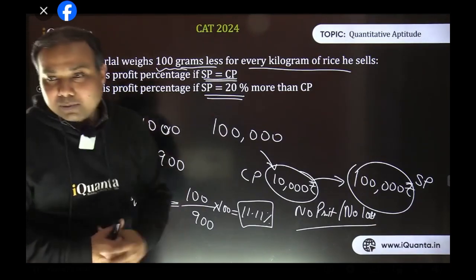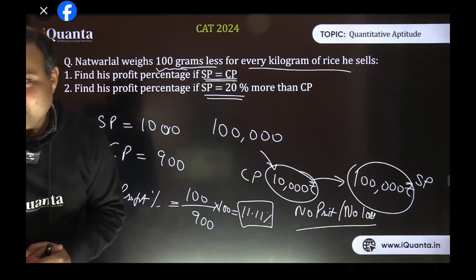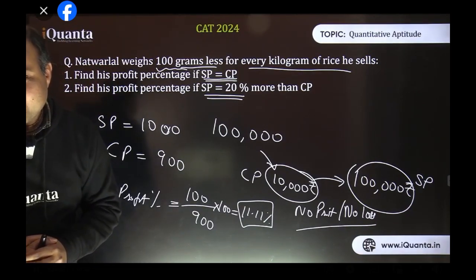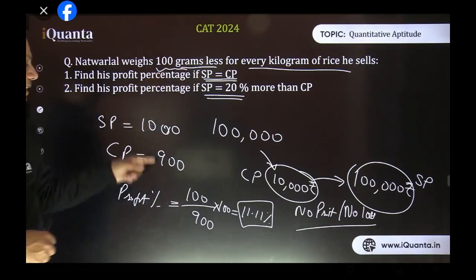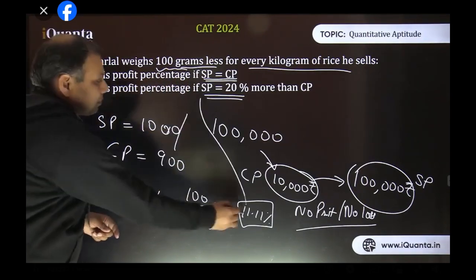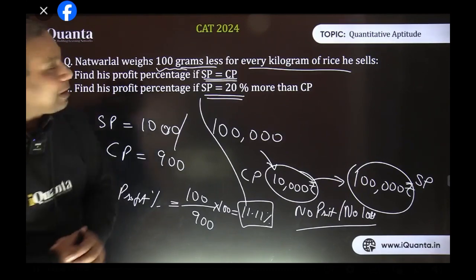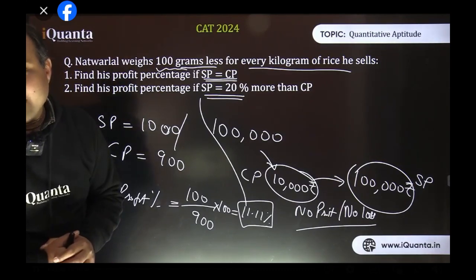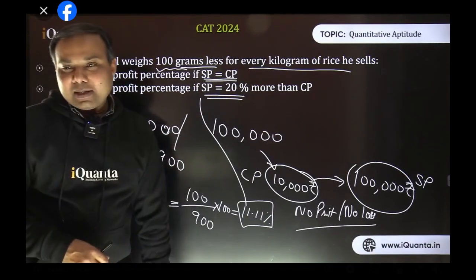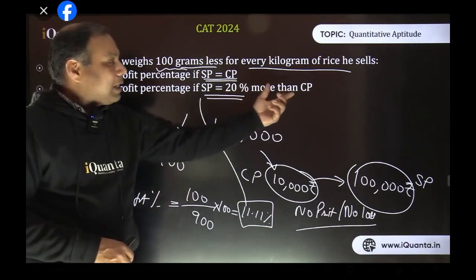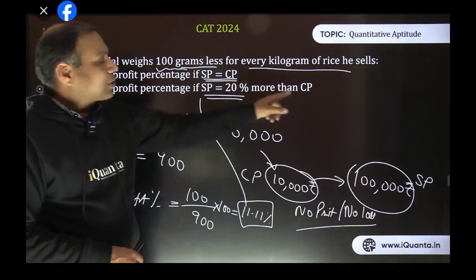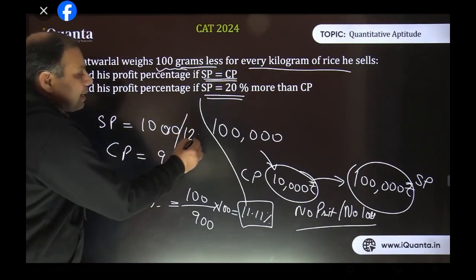Okay, the second part, how to do? What becomes SP now? For the second part, can you tell me? See, CP is again 900 only, but what will be the SP? SP will be how much? 1200, right? Because SP is now 20% more than CP, right? So SP is supposed to be 1000, but 1000 से 20% ज़्यादा, that is 1200 is his SP now.